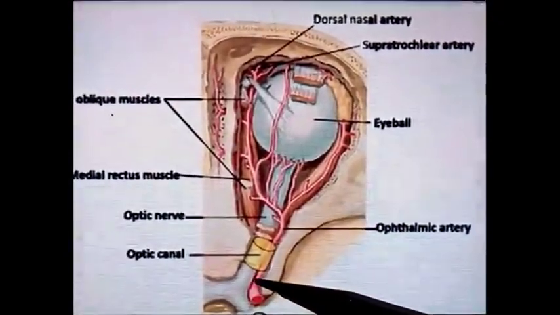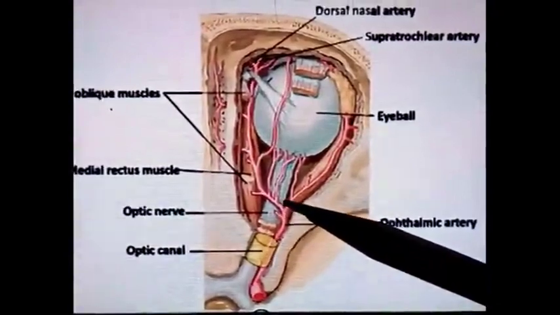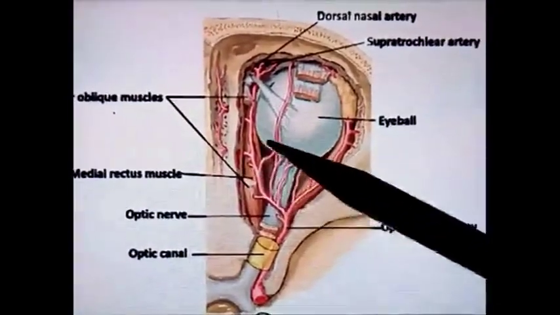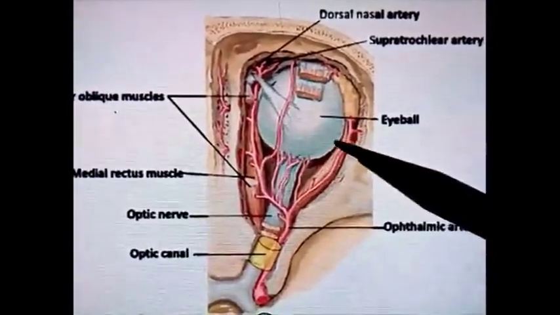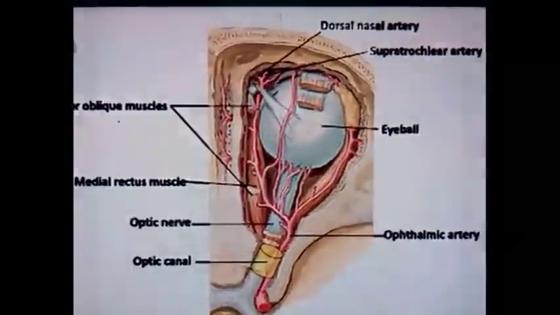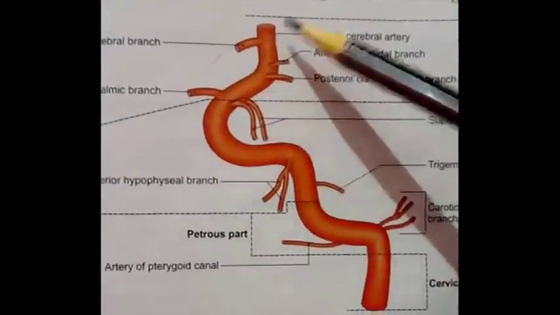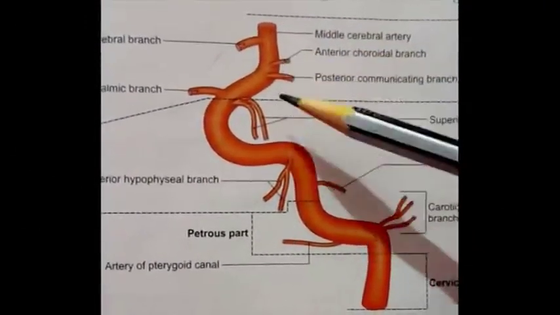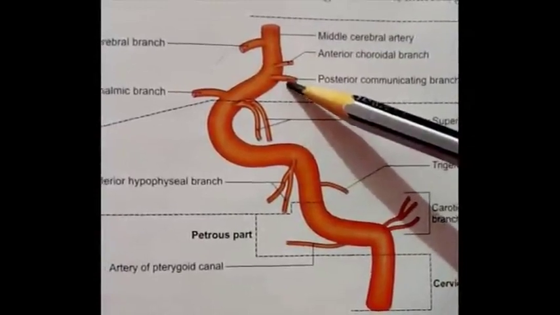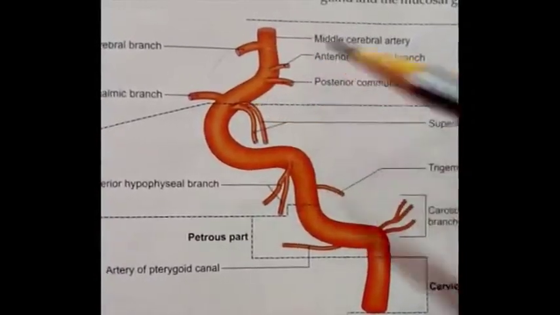After its origin, the ophthalmic artery enters into the optic canal and reaches the orbit and further divides and gives branches to the eyeball and the muscles of the orbit. Other branches are anterior cerebral, middle cerebral, anterior choroidal, posterior communicating branch. These arteries supply the brain.